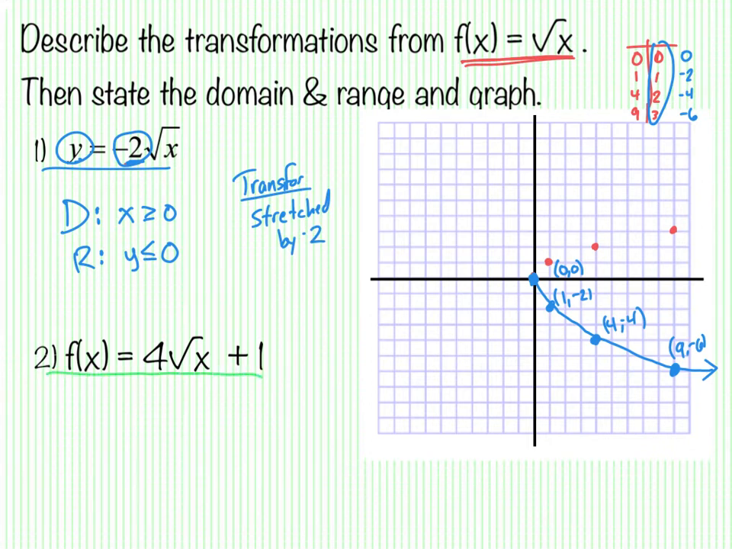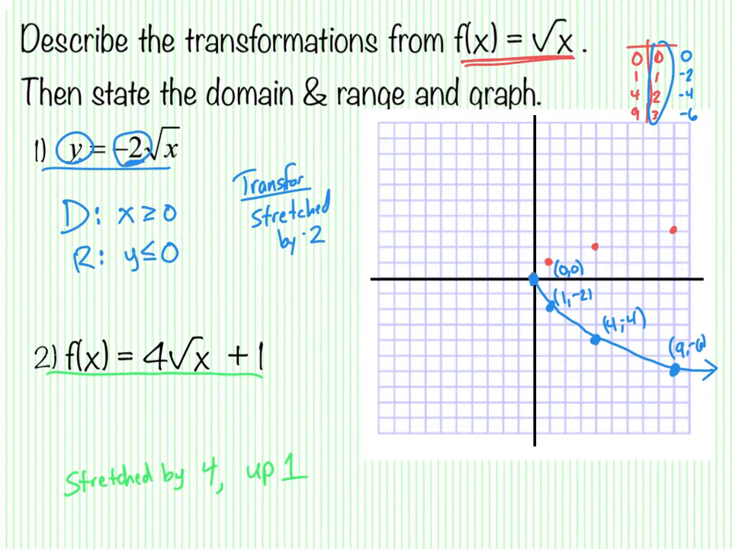This one, the transformation will be stretched by 4, but you have to do that first. You take care of a first, always, and then do any shifting left or right. Stretch by 4, and then up 1. Okay, that'll be the situation. So again, remember, we first take care of the a value in the transformation order, then we worry about the shift left or right.